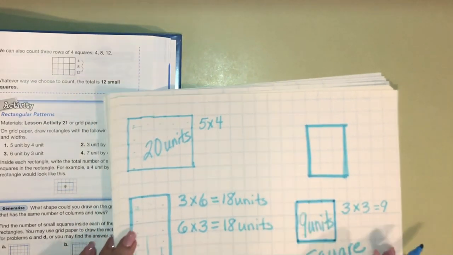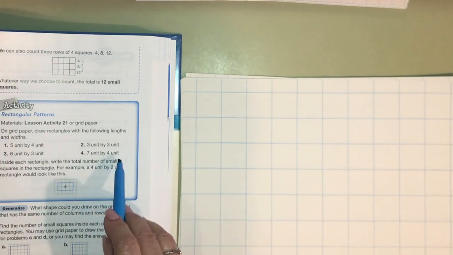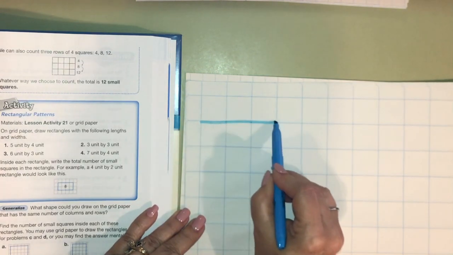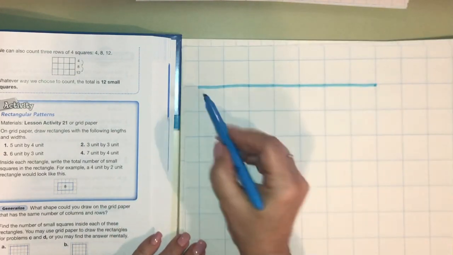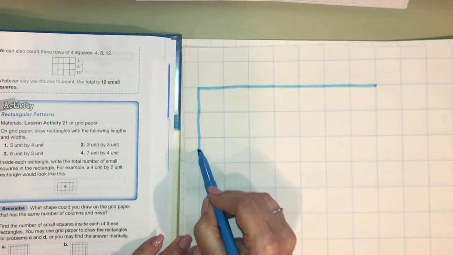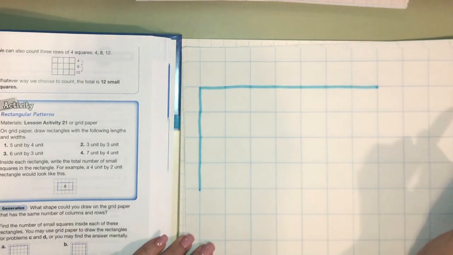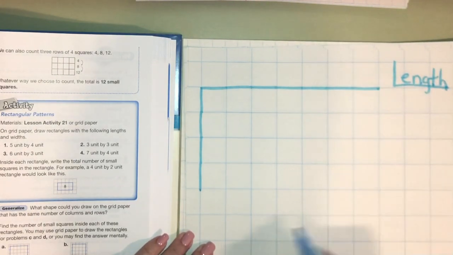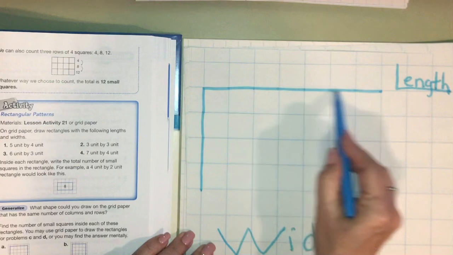All right? In our last one, I'm going to switch papers so that you guys can see. This one's got a bigger grid. I want to do 7 units by 4 units. So I'm going to go across 7. 1, 2, 3, 4, 5, 6, 7 by 4. 1, 2, 3, 4. So which side is the length? Which one is the long? Length is long and width is wide. All right, this one is our length.